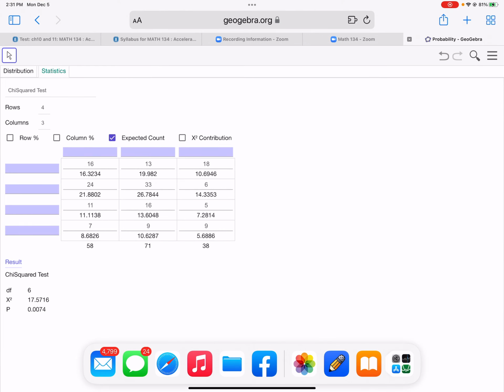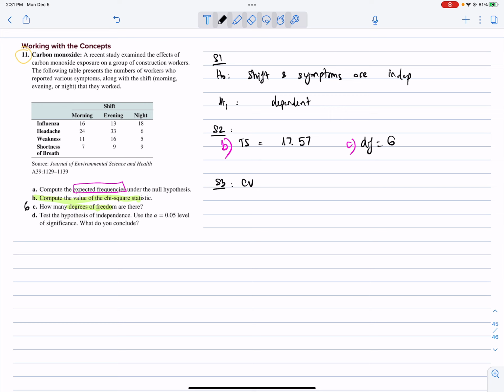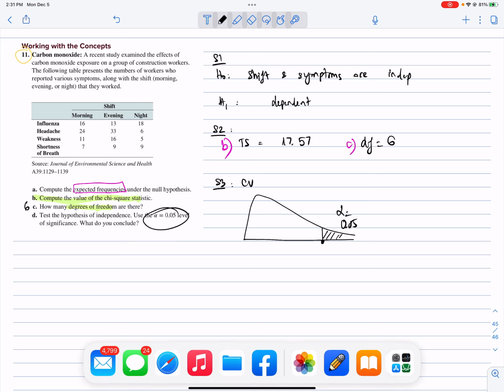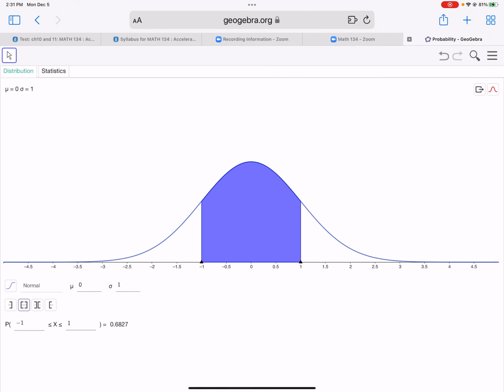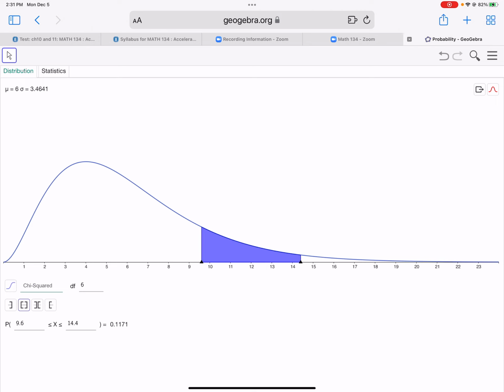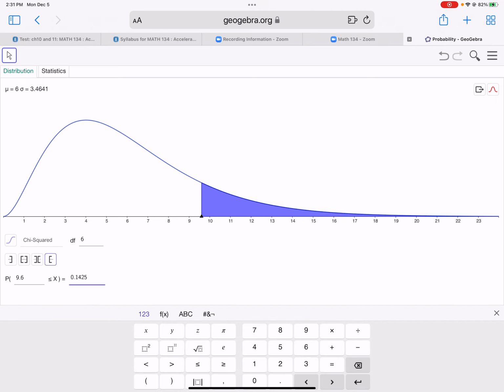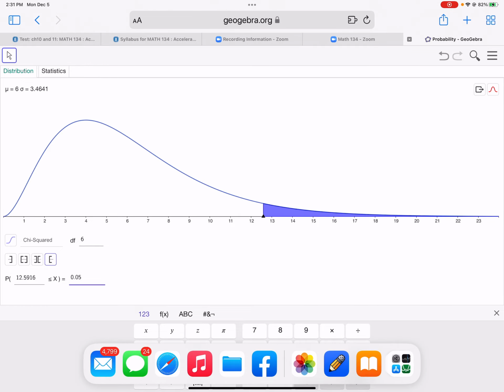Okay, so GeoGebra gives you the P value of 0.0074, but in your book they don't use the P value, they only use the critical value. So the critical value is always on the right side, and we use the chi-square distribution. So 0.05 is the alpha, and we need to get this point. We use the degree of freedom of 6, right side, and 0.05. So then we get about 12.6.